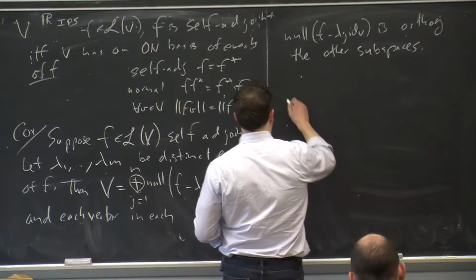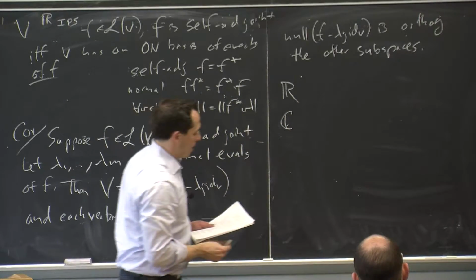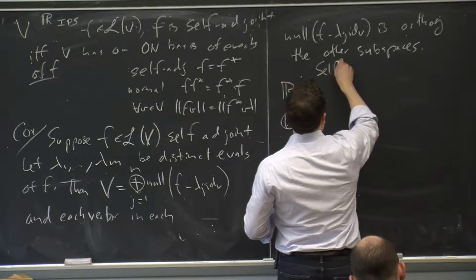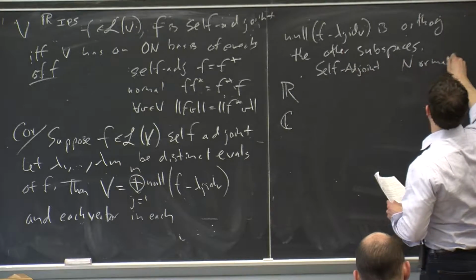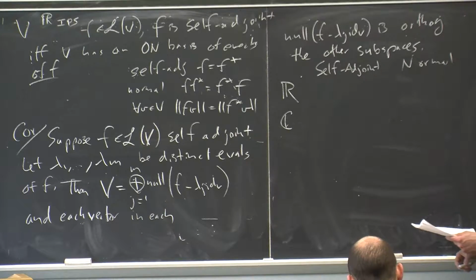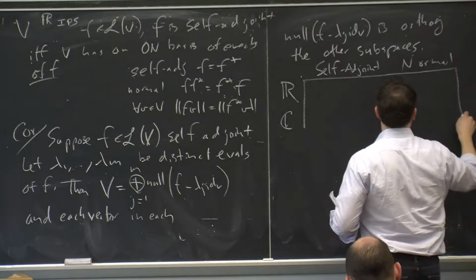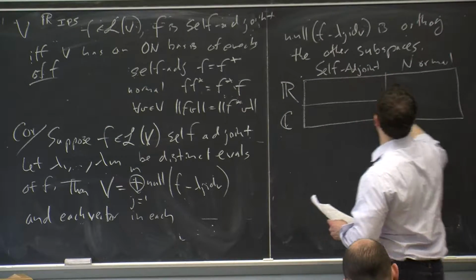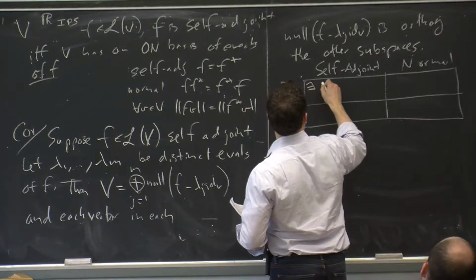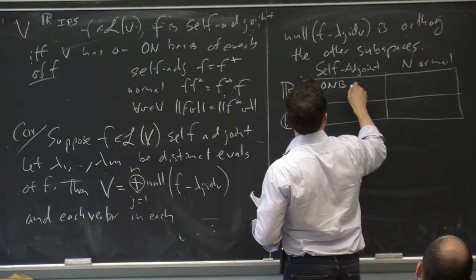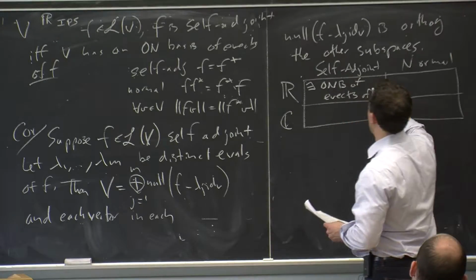Okay, so we've covered now a real situation and a complex inner product spaces. And the operators we're looking at might be self-adjoint, and they might be normal. The real spectral theorem said that if I have something which is self-adjoint, a self-adjoint operator in a real inner product space, there exists an orthonormal basis of eigenvectors of F.